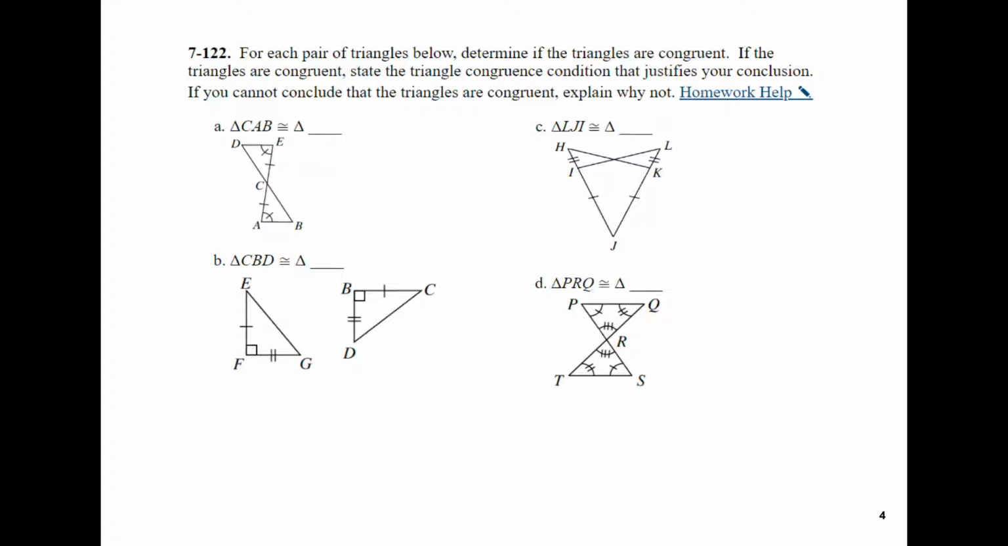7-122, for each pair of triangles below, determine if the triangles are congruent. If the triangles are congruent, state the triangle congruence condition that justifies your conclusion. If you cannot conclude that the triangles are congruent, explain why. Example A, we are trying to prove triangle CAB is congruent to triangle CED.